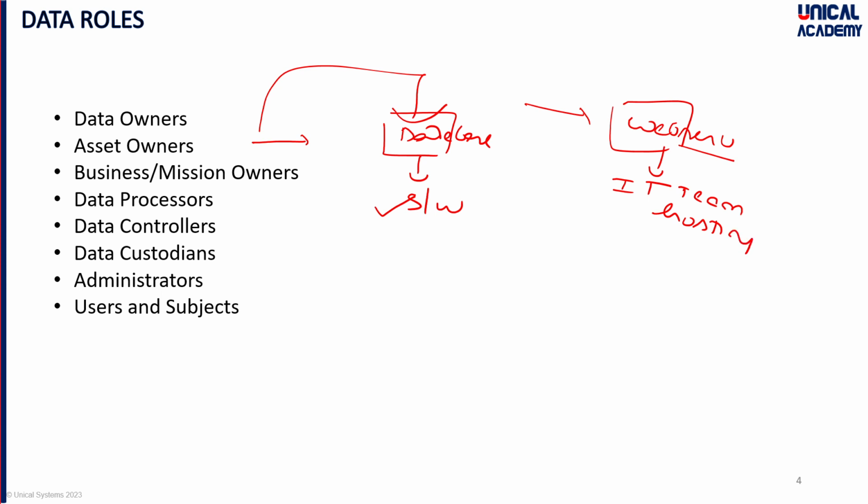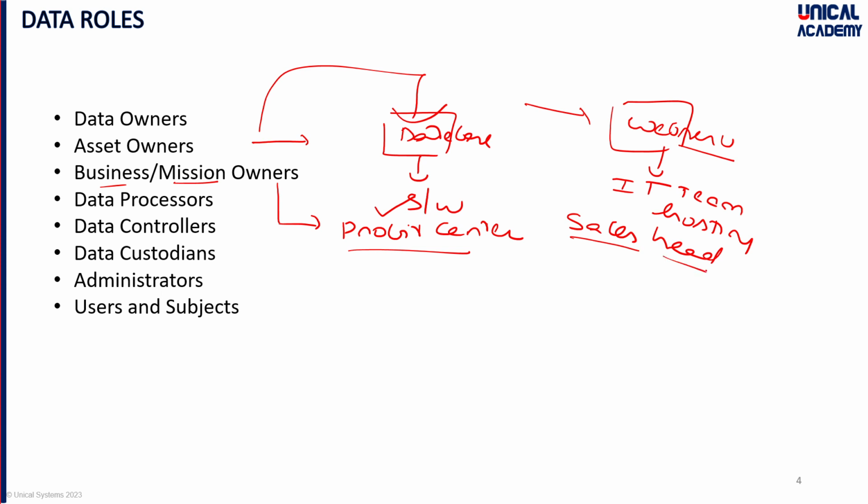Coming to business or mission owners, the guys who are responsible for the specific profit center or a department for a specific goal, they are the business or mission owners. For example, a department sales head could be the business owner or mission owner for all sales activities.